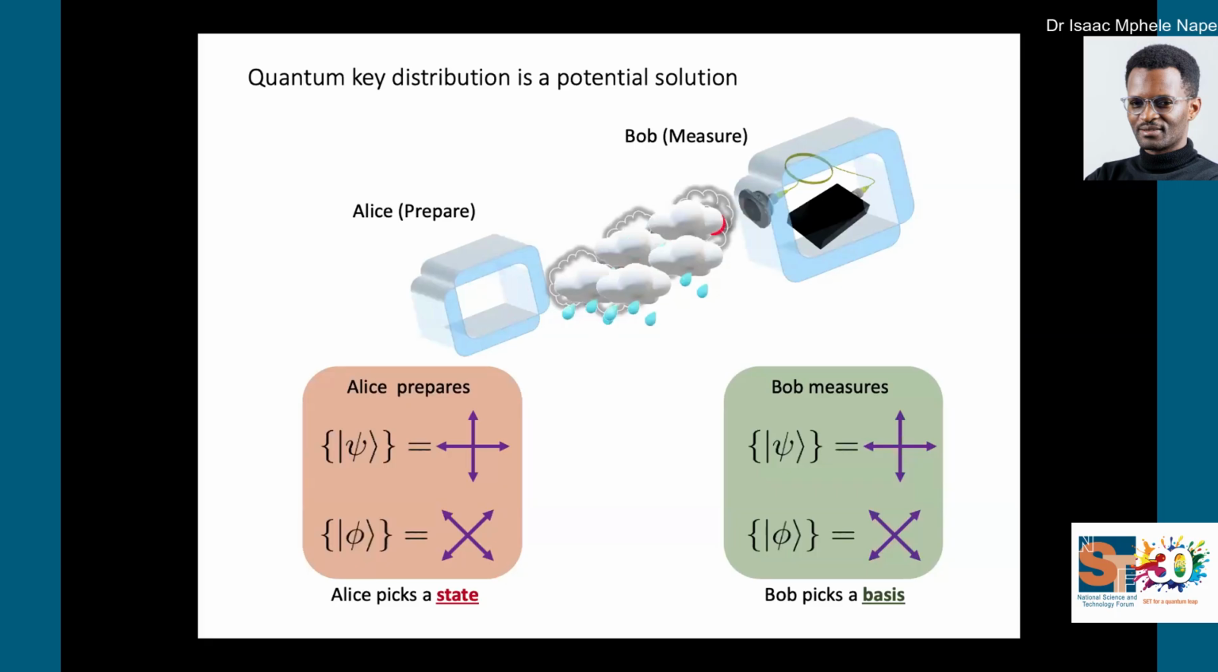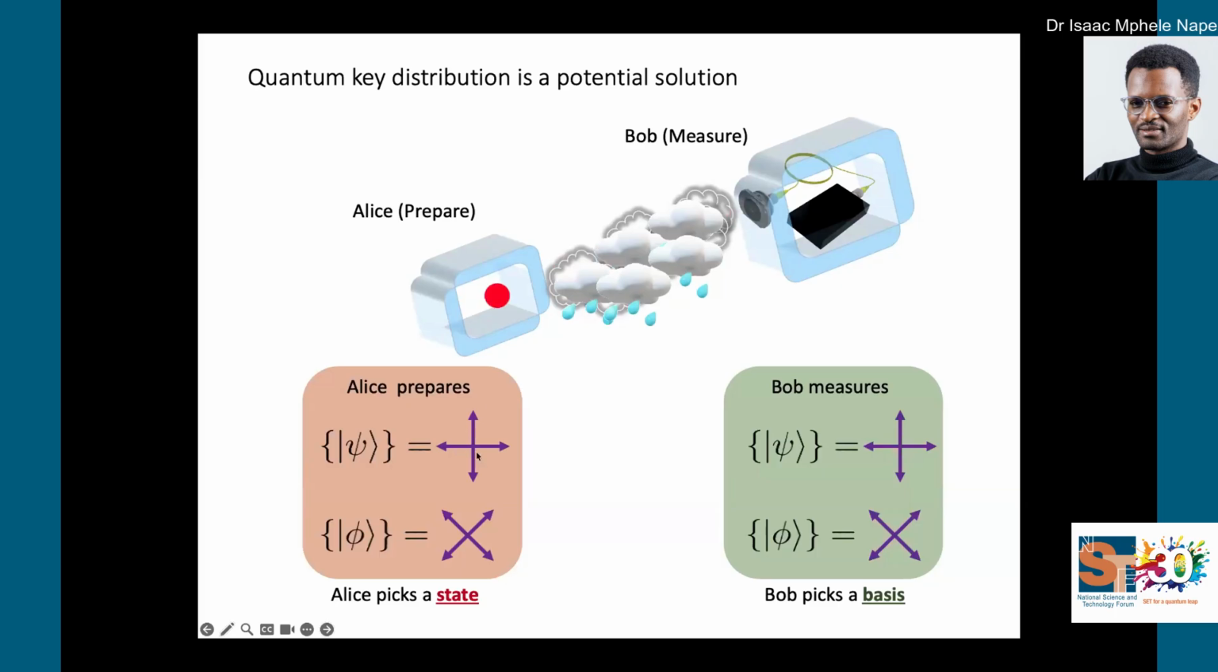And if an eavesdropper tried to extract information, it turns out that it's actually quite difficult to do because of the no cloning theorem. So you can't really copy information in quantum systems. And because of the uncertainty principle, you have to know what state the photons are prepared in order to extract information effectively.